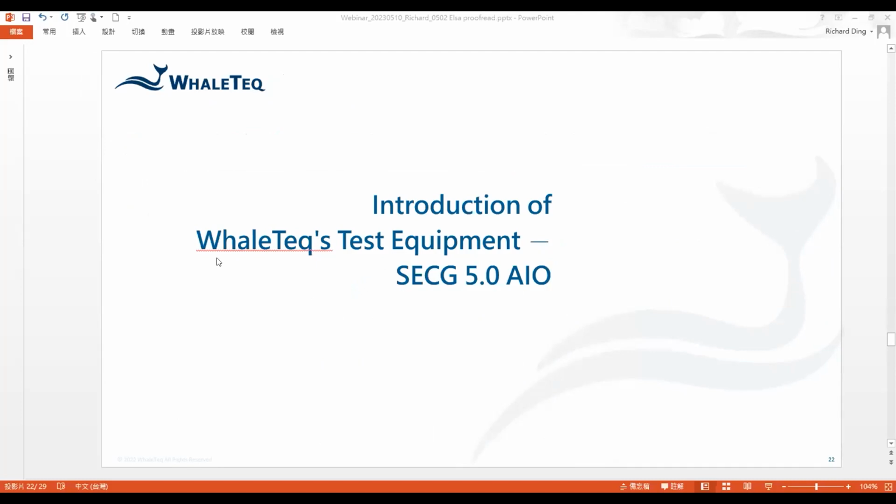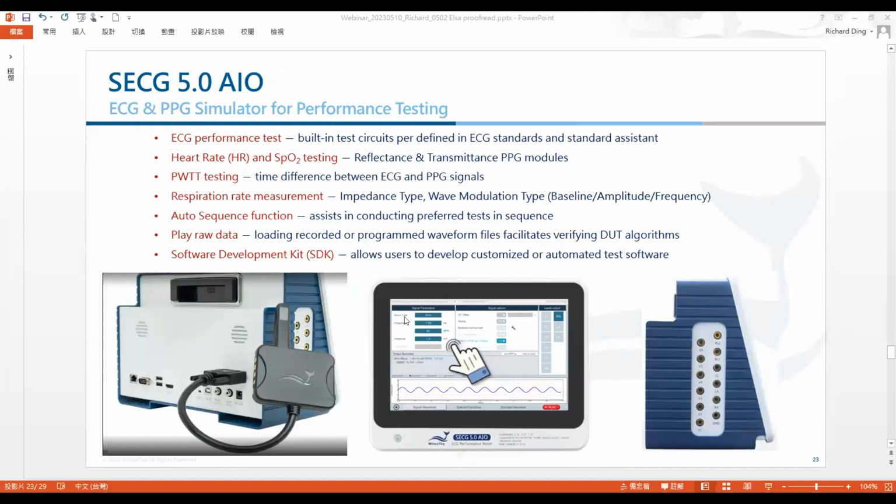Then I'll introduce the test equipment, WhaleTeq test equipment. We have one model, the SECG 5.0 AIO, like this one. The front panel is a touch screen tablet, so you can touch to select the parameters or use a mouse. On the side panel you can see the ECG electrodes, including RA, LA, RL, and V1 to V6. On the rear panel, because this includes a tablet, we have some USB interfaces and one 15-pin connector. This connector is a special connector for the PPG module.